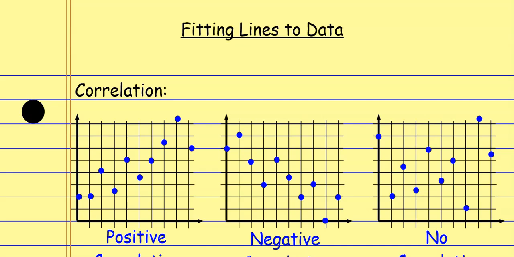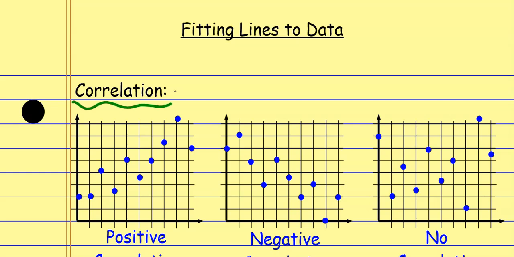Hi there, folks. Today we're looking at fitting lines to data. And the first thing we need to do is determine if there's some kind of pattern in the data we're looking at. And we call that correlation. Correlation is if a pattern exists, if there's a relationship between the two things. That's this whole idea of correlation.